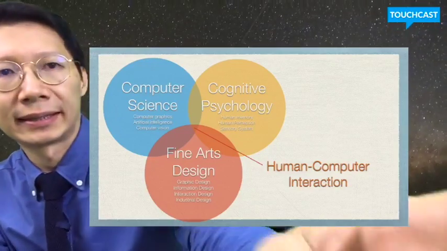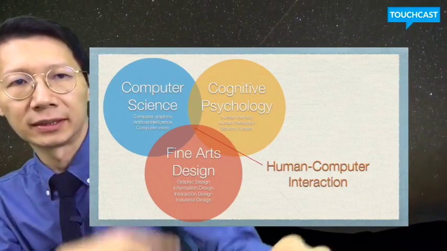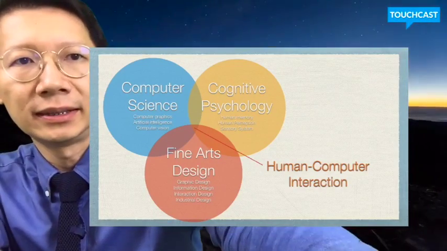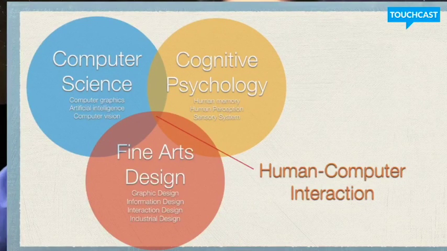And in this diagram, you can see that there are three fields. One is computer science, the second is cognitive psychology, and the third is fine art. For computer science: computer graphics, artificial intelligence, computer vision, while cognitive psychology has human memory, human perception, and sensory, and the fine arts have graphic design, information design, interaction design, and industrial design. Human-computer interaction is in the center of the three areas.